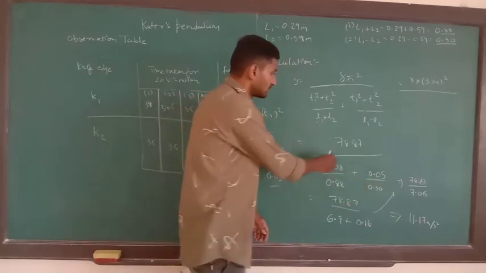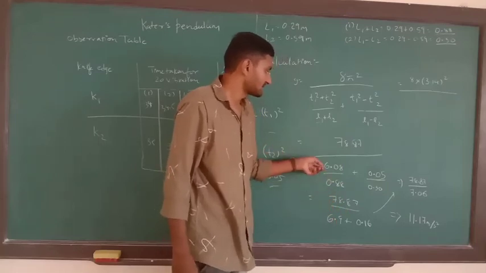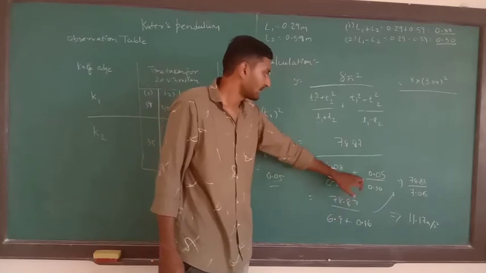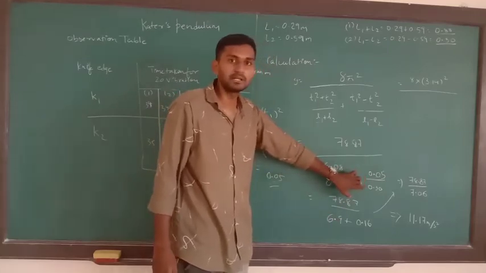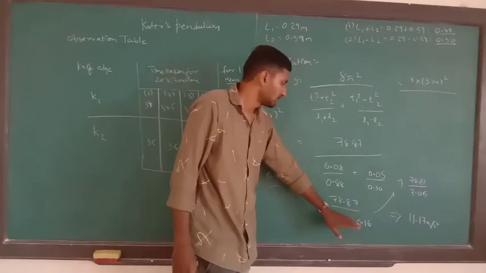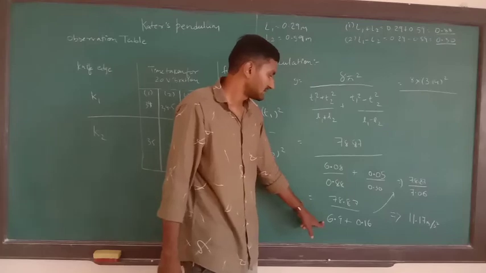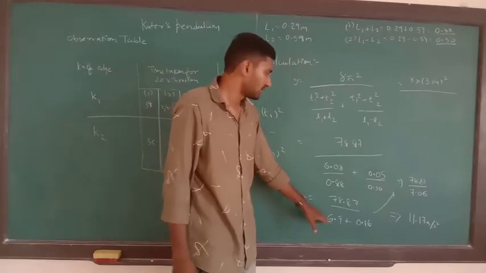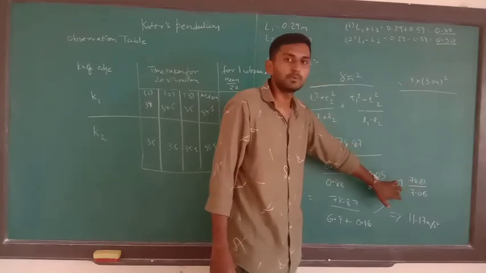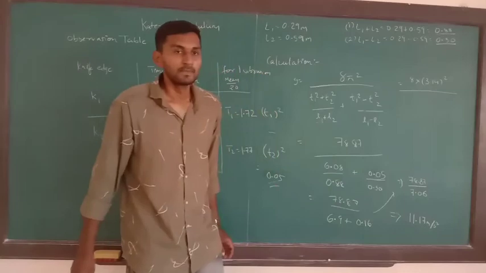Now what will we do? Now 78.87 divided by 6.08 divided by 0.88 results in 6.9, and 0.05 divided by 0.30 will be 0.16. Now 78.87 divided by 6.9 plus 0.16, which is 78.87 divided by 7.06, will be 11.17 meter square.